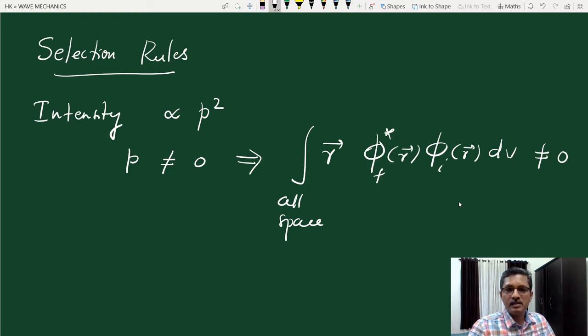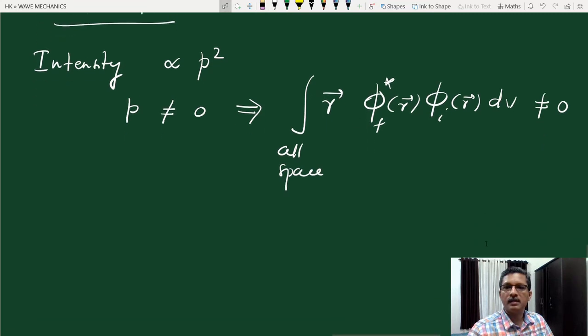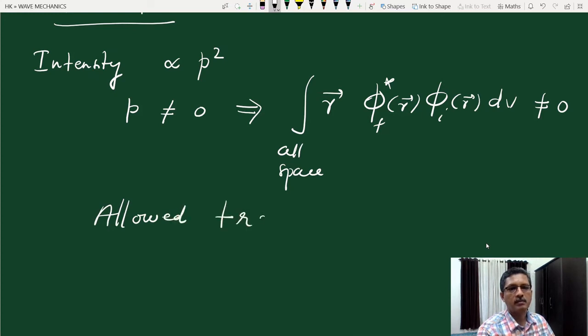Now the transitions for which this integral is non-zero, such transitions are allowed transitions. Okay, and if this integral is zero for different pairs of transitions, then that means there is no time dependent part for the dipole moment. So such transitions will not result in any radiation. So these are forbidden transitions.